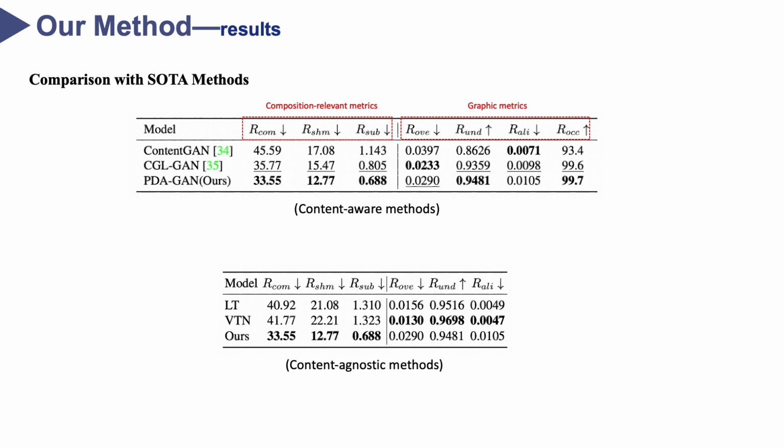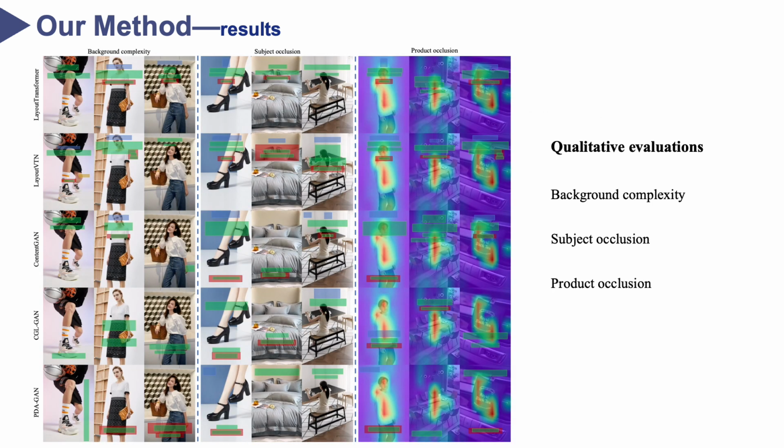We first conduct an experiment to compare our method with ContentGAN and CGL-GAN that can generate image-aware layouts. The quantitative results can be seen from the table. Our model achieves the best result in most metrics, especially in composition-relevant metrics, since PDA-GAN preserves the image color and texture details. As shown in the first column, bounding boxes of the text elements generated by PDA-GAN are more likely to appear in simple background areas, which improves the readability of the text information.